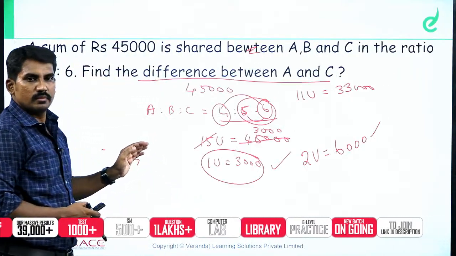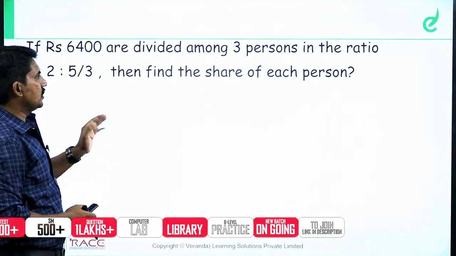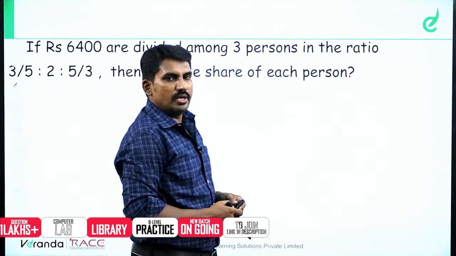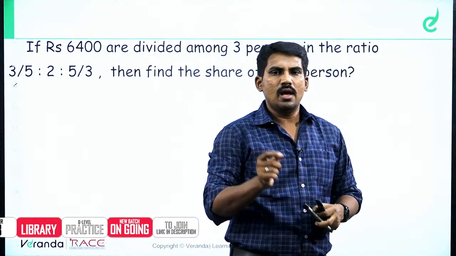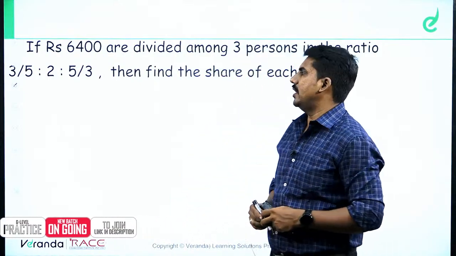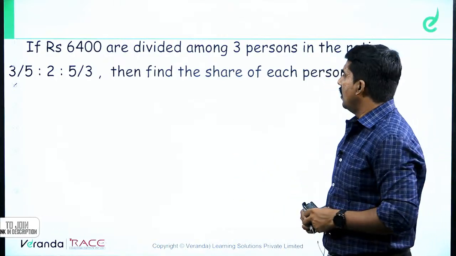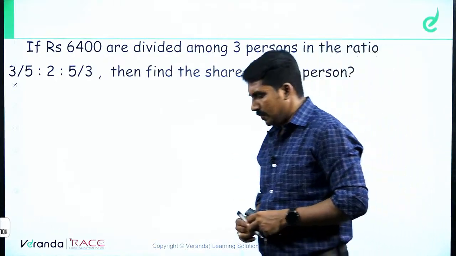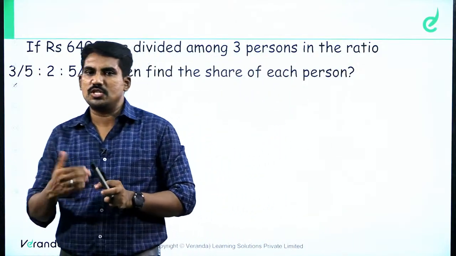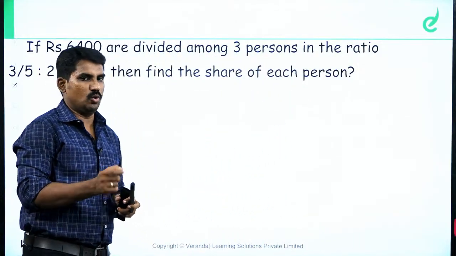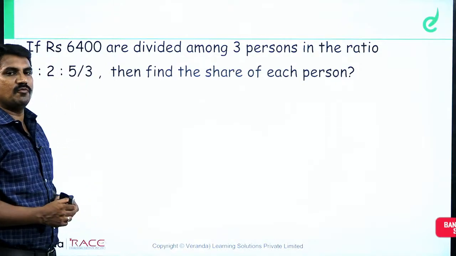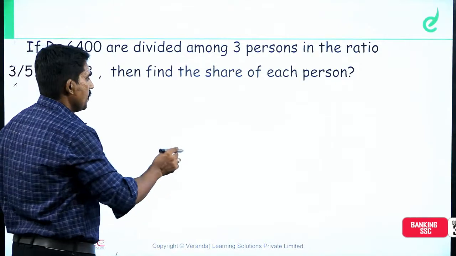Clear? Okay. Now, next question. If rupees 6,400 is divided among 3 persons in the ratio 3/5 is to 2 is to 5/3, find the share of each person. Now, when ratios are given in decimals, we have to convert them into whole numbers. A ratio given in fractions also we have to convert into whole numbers.